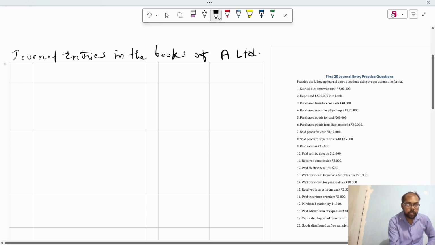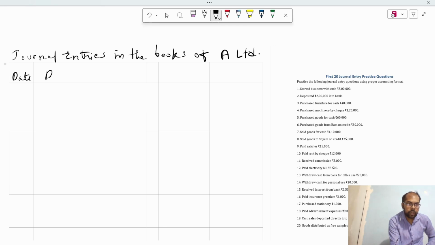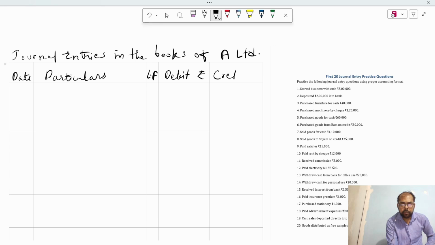But before that, let's complete the format of the journal. The journal format is simple. In the first column, you should write date. In the second column, we will write particulars. In the third column, ledger folio. Now, what is ledger folio? That I'll explain to you when I start with the ledger. In the fourth column, we will write debit. In the last column, we are going to write credit.